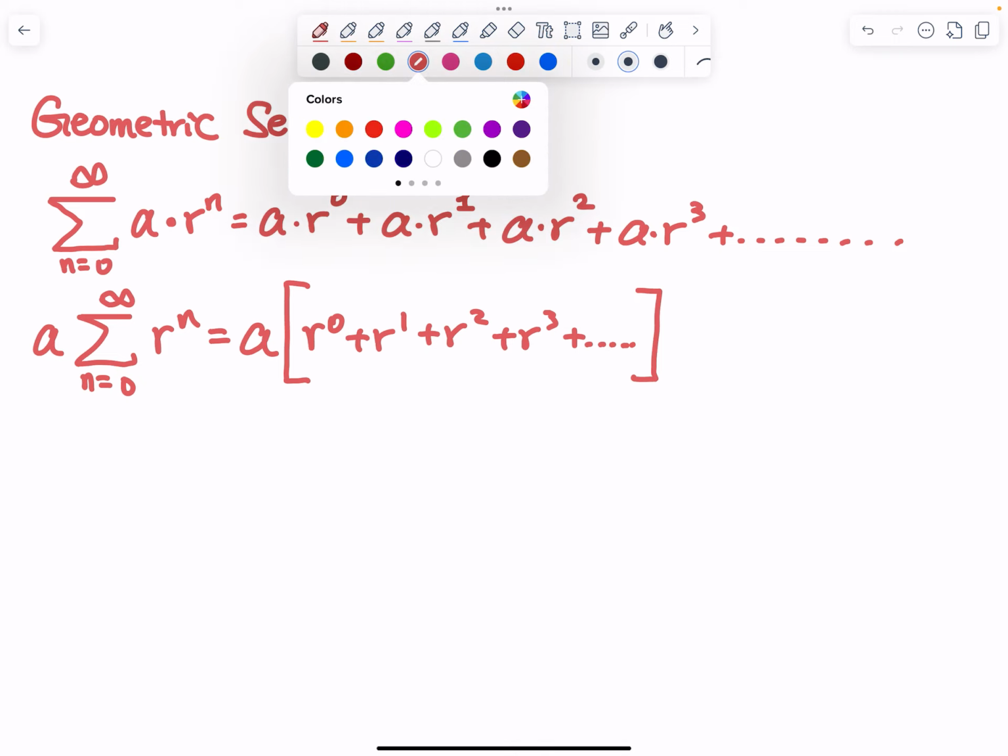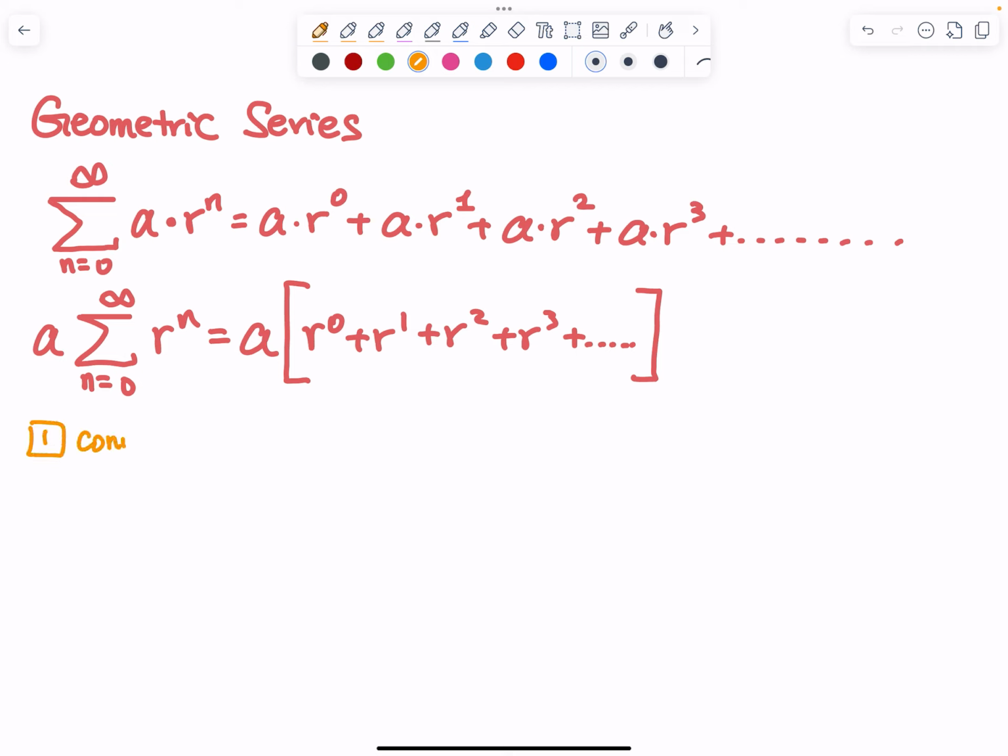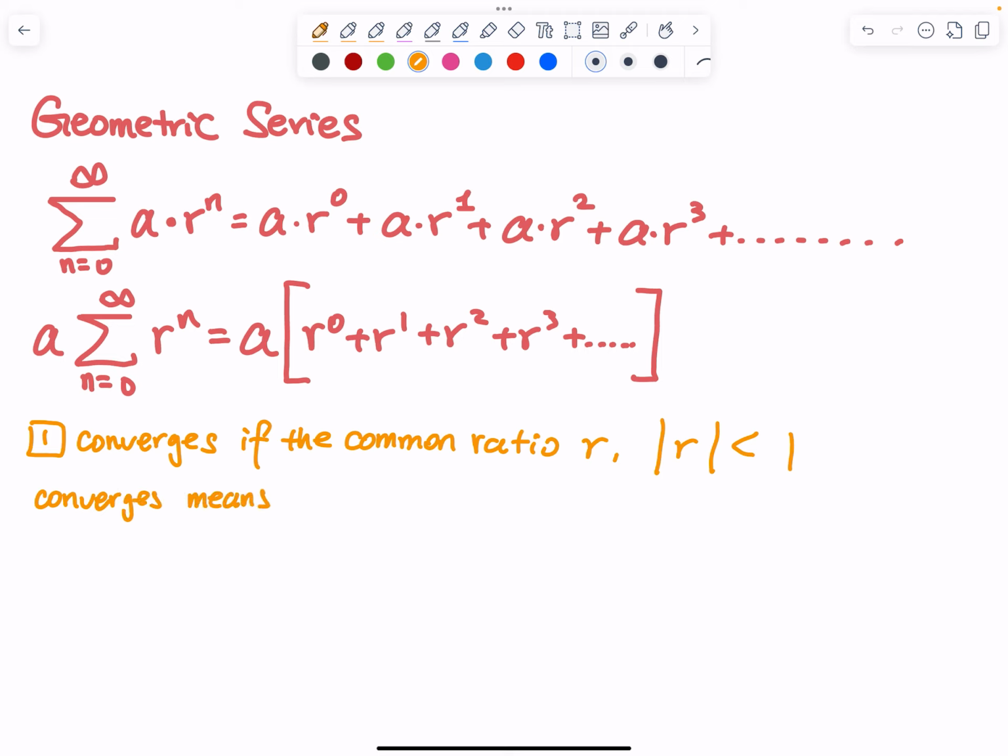So let's do convergence. The first situation is the geometric series converges if the common ratio r has an absolute value of r less than 1. Converges means the sum is equal to a real number, and the sum can be found using this formula. The sum is equal to a divided by 1 minus r.